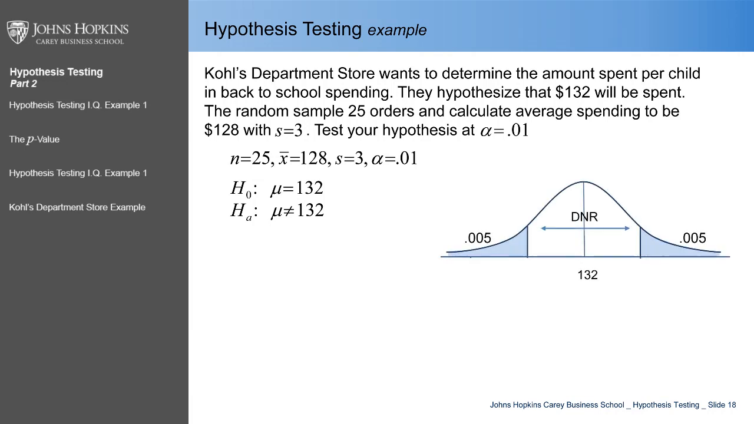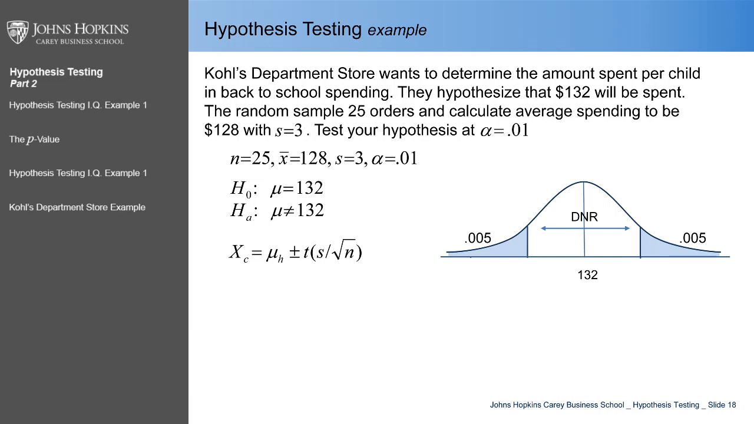Again, we're going to do our diagram. The 132 is our hypothesized mean. Because it's an equality, we have two tails, and we split that significance 0.01 between those two tails. So we have 0.005 in each tail. Now, when we look at our numbers, we see we have a small sample size, n less than 30, and we have a sample standard deviation of 3. That tells us we now need to use the t-statistic and not the z-statistic. So our equation is our hypothesized mu plus or minus t times s divided by the square root of n.